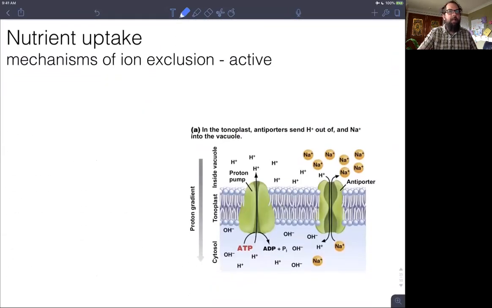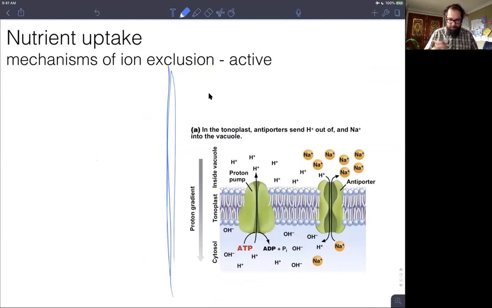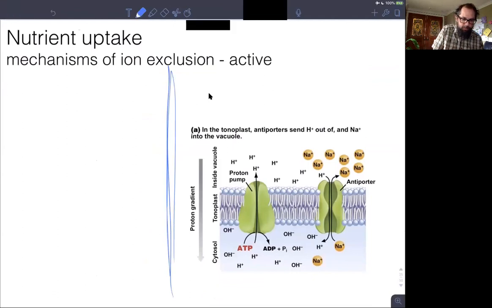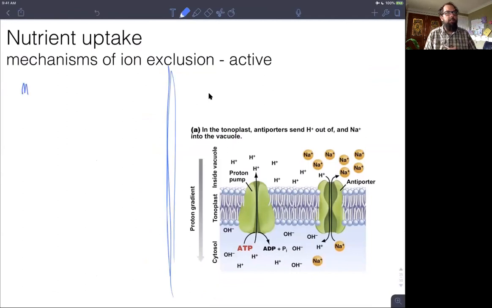But there are also active mechanisms that exclude, and I'll talk about two of them here. The first of those is one for actively excluding the many metal ions, and these are called metallothioneins.